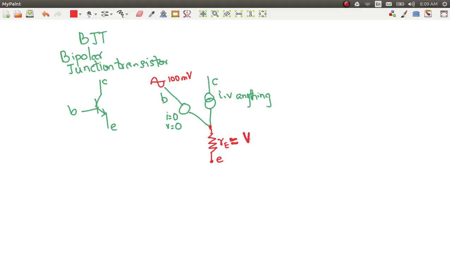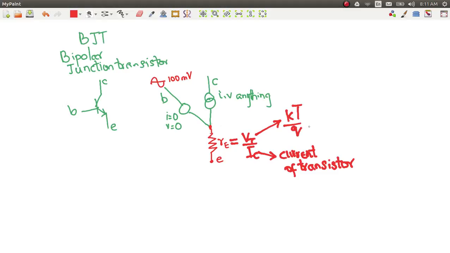So it's actually VT by the main DC current of the collector, and the emitter resistor value is VT by IC, where this is the main collector current or the current of the transistor, and VT is the thermal voltage, and its formula is kT by q, which is around 25 millivolt at room temperature.